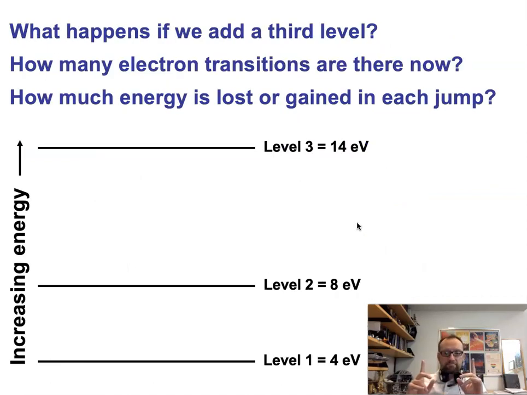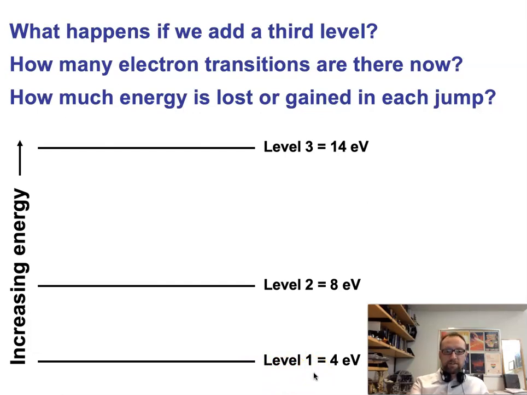Here's the thing. Because this electron can only be at certain discrete energy levels, that means that this photon that gets created can only have certain amounts of energy. So let's take a little bit more of a realistic example here. Let's say this electron can be at 3 energy levels. And if the electron is at level 1, it has an energy of 4 electron volts.